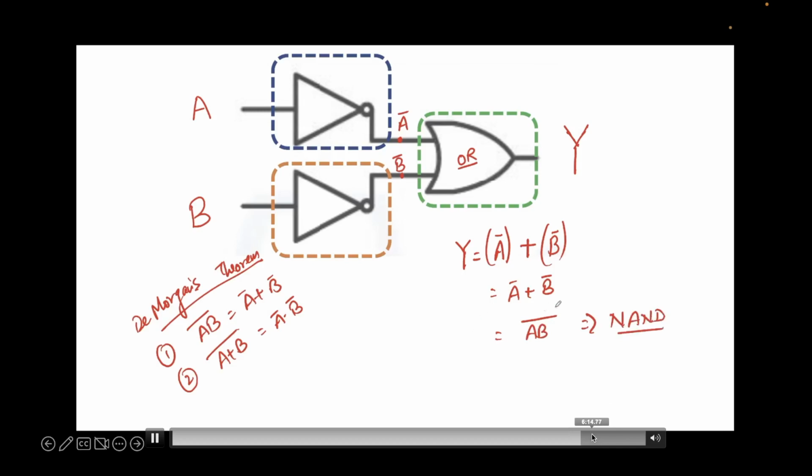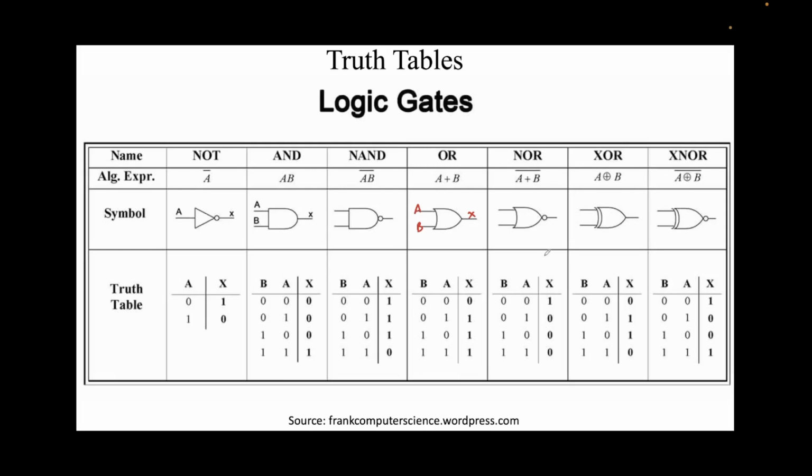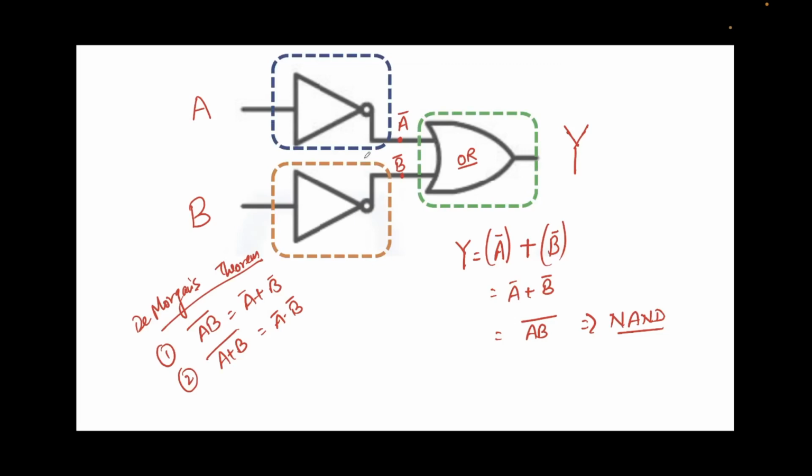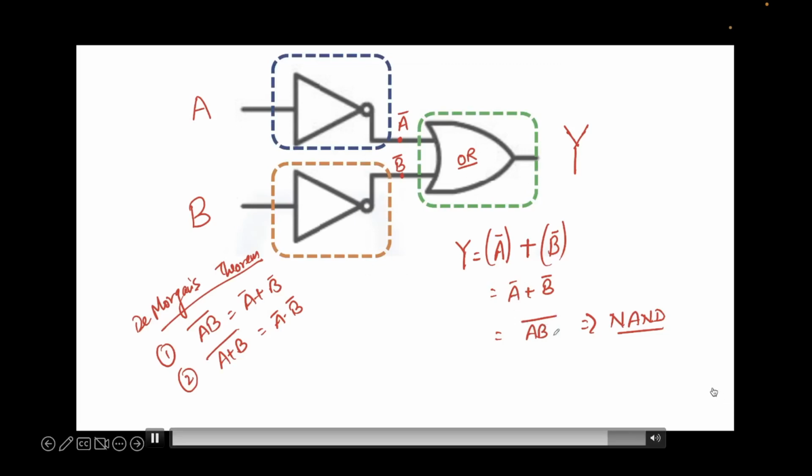So note that the expression we came about is AB whole bar. If you go back to our previous slide, this is A, this is B, this is the output X. So we know that the output X can be written as AB whole bar, and this is the expression for a NAND gate. We have obtained that the output for this circuit is AB whole bar. Hence this whole circuit can be represented just by a simple NAND gate.